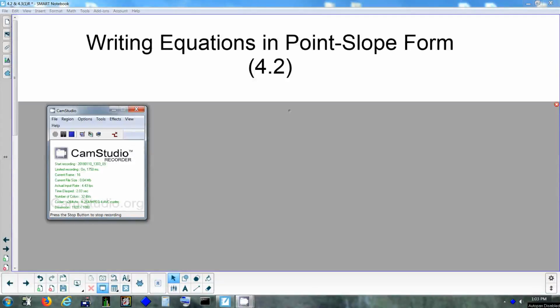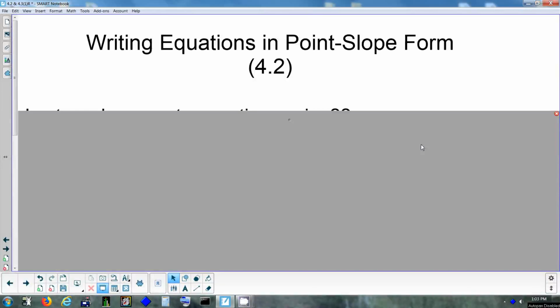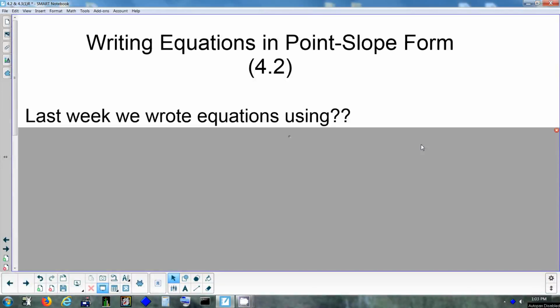Writing equations in point slope form, 4.2. Thank you, Will. All right, so look at the title of that section: point slope form.